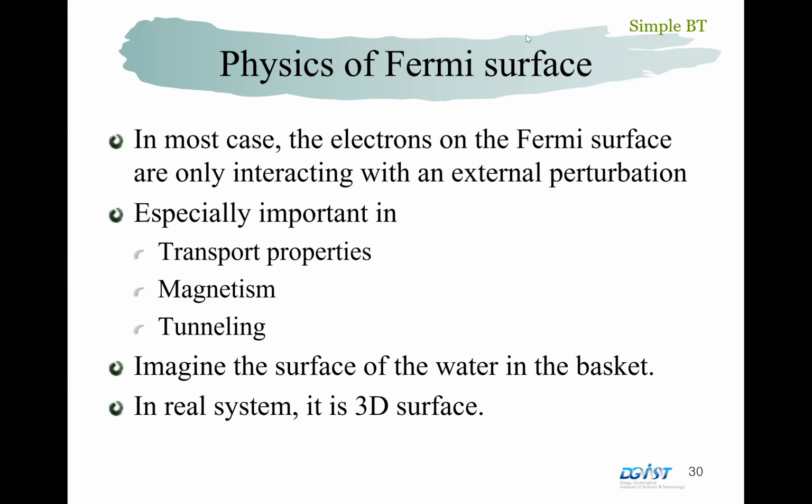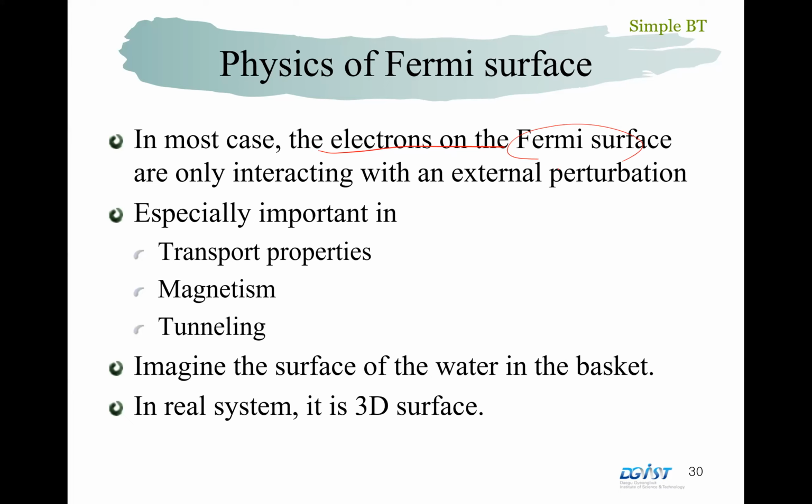Okay, in our last class, we talked about the Fermi surface, and I very briefly explained the importance of the Fermi surface. In most cases, the electrons on the Fermi surface are the ones interacting with an external perturbation, because these are the highest energy electrons. If we have a disturbance from the outside, they start to interact with the electrons at the Fermi surface.